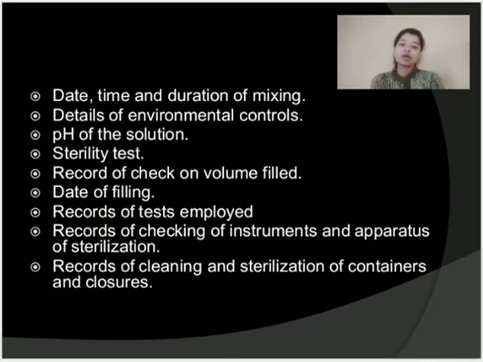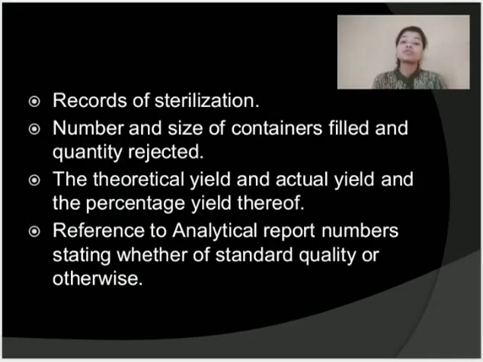Records of all the tests which are being employed during the manufacture process or after the manufacture should be mentioned. Then records of checking of instruments and apparatus which are used for sterilization should be mentioned. Then records of cleaning and sterilization of containers and closures should also be properly mentioned. Then records of sterilization should be mentioned because we are dealing with parenteral preparations. Then number and size of the containers which are filled and the quantity of containers which are rejected should be clearly mentioned. Then the theoretical yield and the actual yield and the percentage yield should be calculated and mentioned.